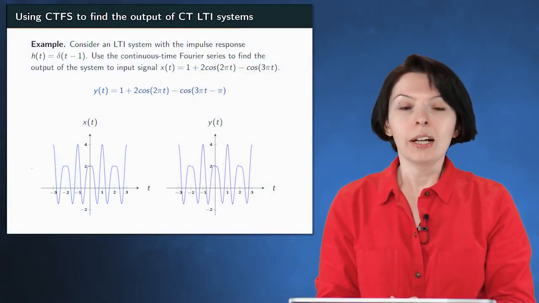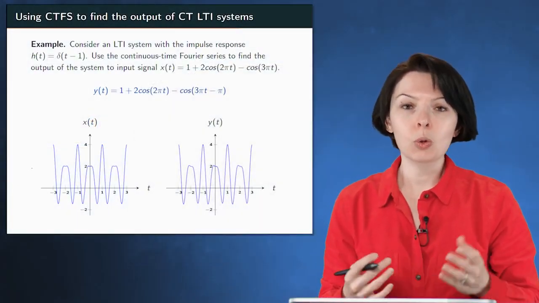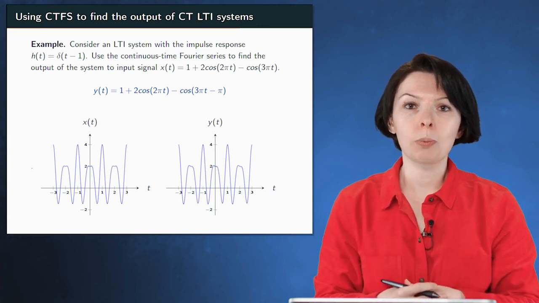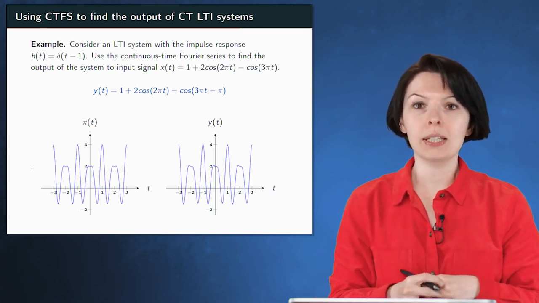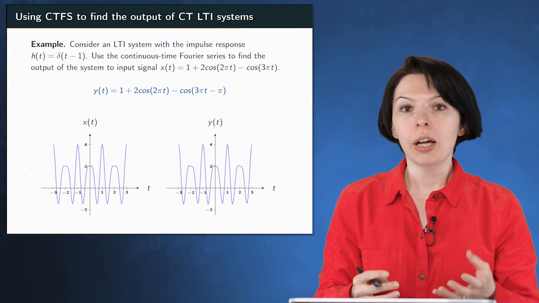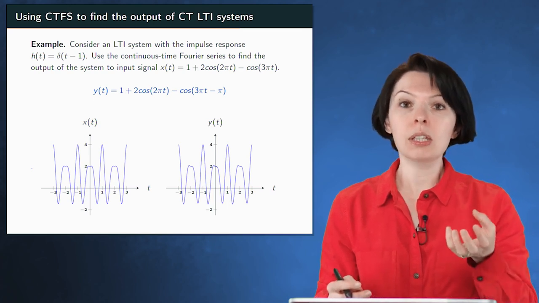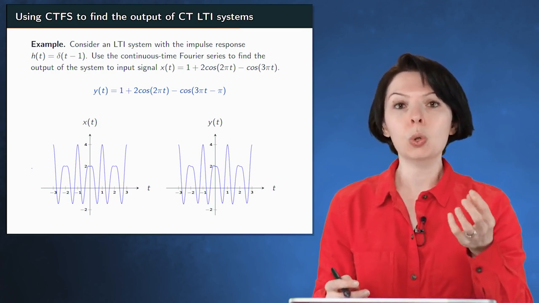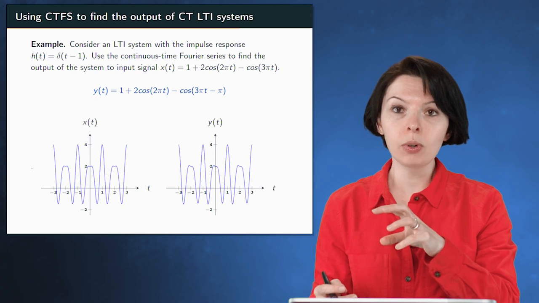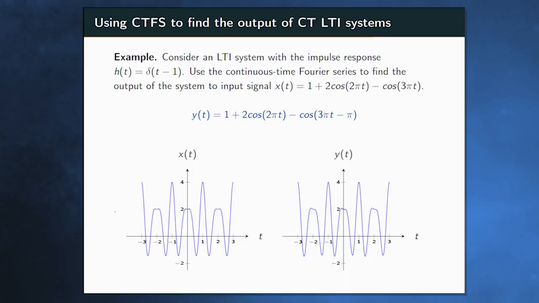All right, so ultimately y of t is equal to 1 plus 2 times cosine of 2 pi t minus cosine of 3 pi t minus pi. As you can see, the system did not affect the amplitude of each one of these frequency components. It just added some phase shift to the third component: cosine of 3 pi t is changed to cosine of 3 pi t minus pi. The graph of x of t and the graph of y of t are provided here.